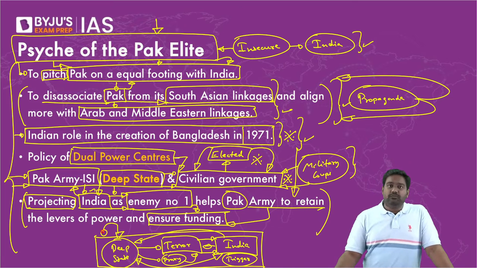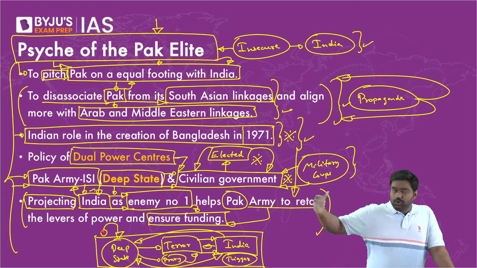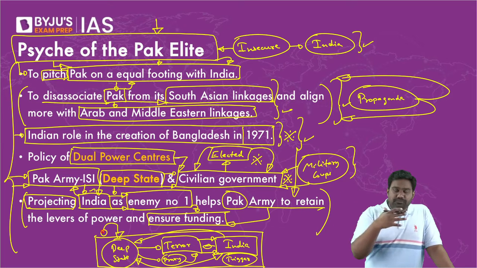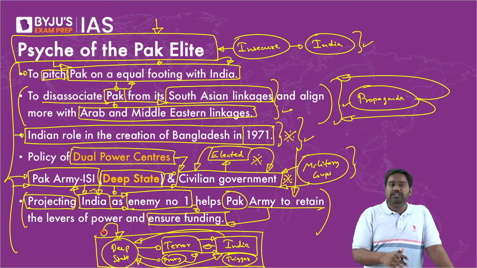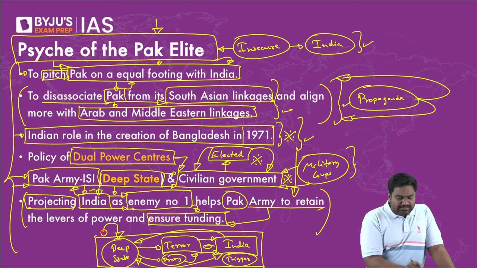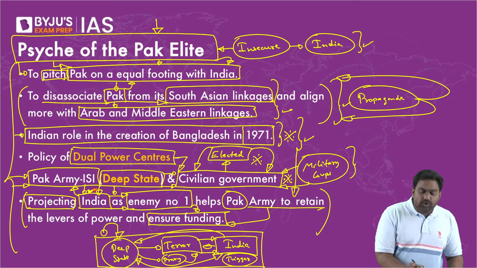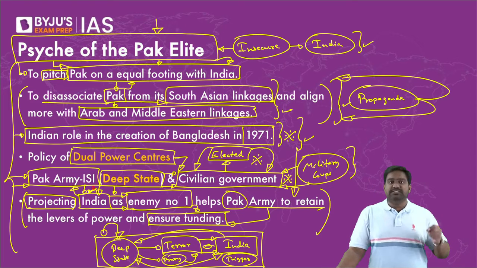The deep state will work on this, right? It will show that India is about to attack. India is an imminent threat. So defending the country becomes a priority. And Pakistan is constantly in that mode. It's constantly kept on a war mode by the deep state. That is why the deep state relies on extremism. It relies on terrorism as a weapon.